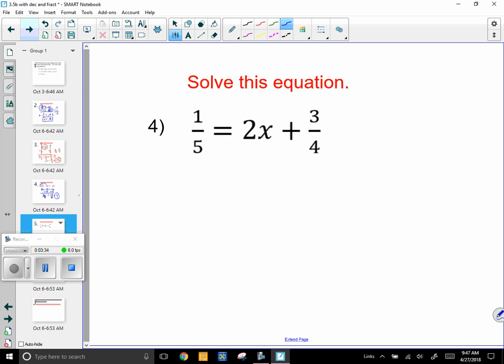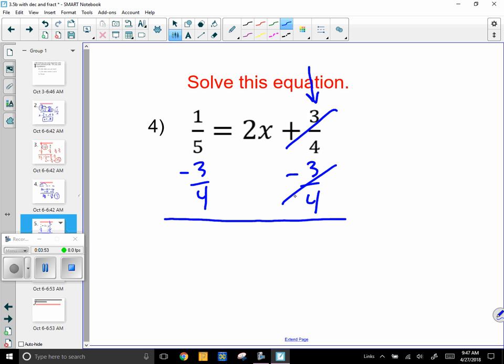4. I know it looks ugly. We can do this. I want to get rid of the 3/4 first. So I subtract 3/4. All right, so if you want, go ahead and write that on your video sheet and try to finish that step off before moving on.